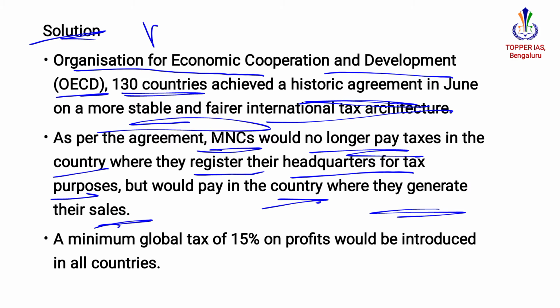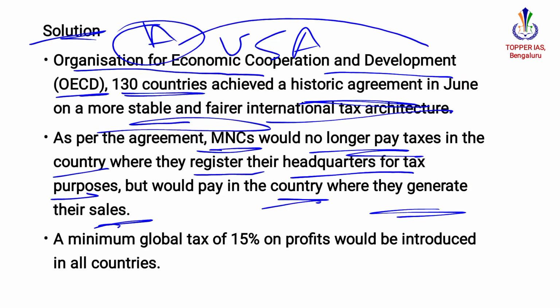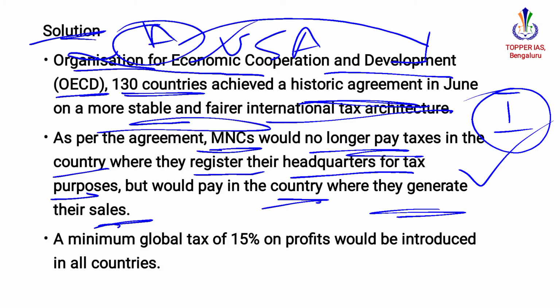For example, company A is based in the USA, but its sales are happening in India. So there is no need to pay the tax in the USA, but they should pay the tax in India. This is the solution they brought. This is the international agreement they signed.